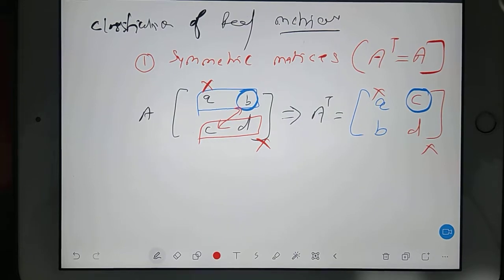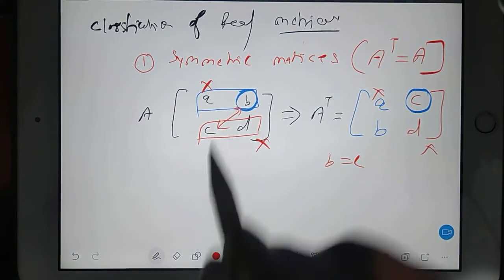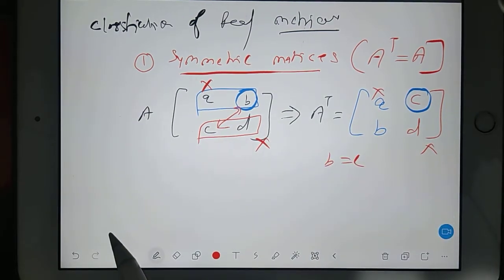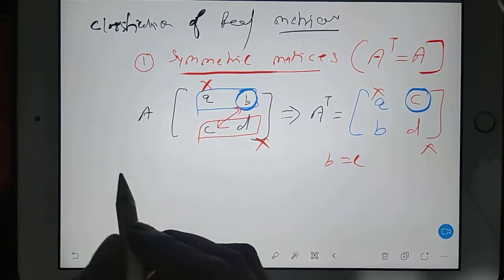Actually, if you check the 2 cross 2 matrix, if B and C are equal, then you will say that your matrix is actually a symmetric matrix. Now there is something called a skew symmetric matrix. What is a skew symmetric matrix?